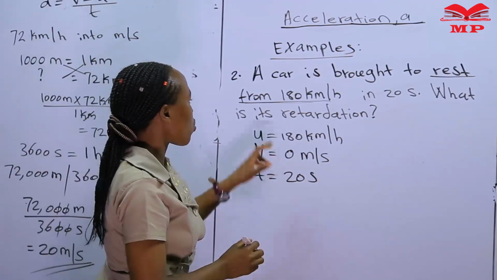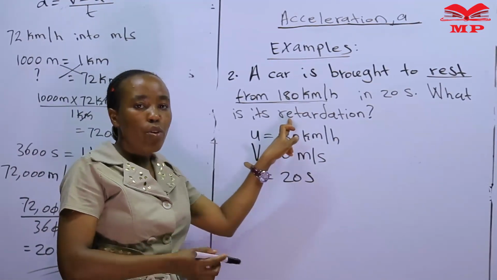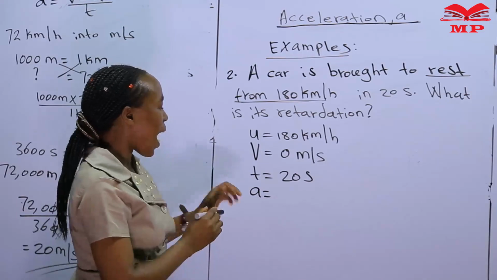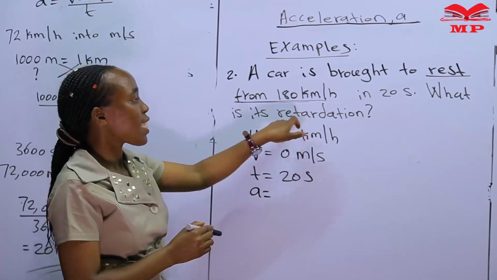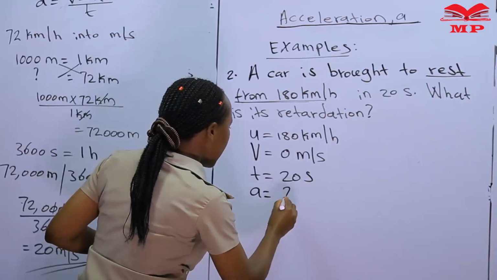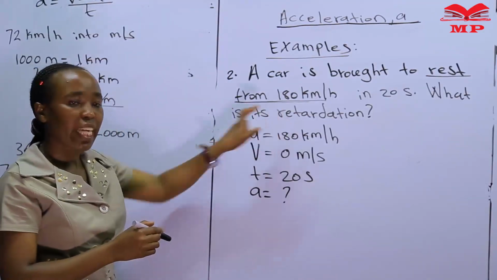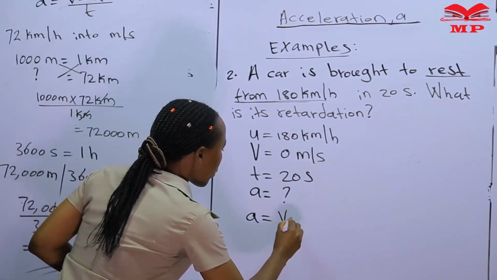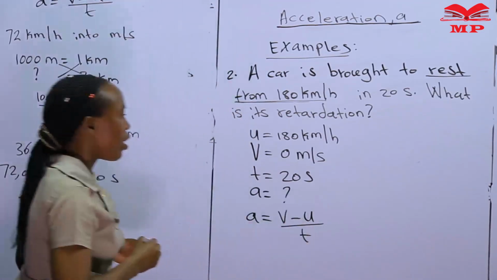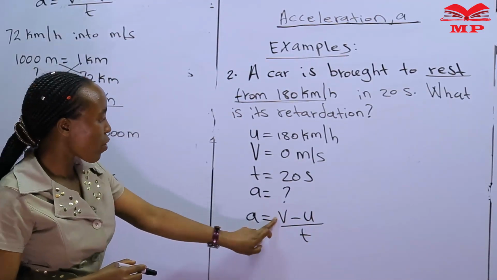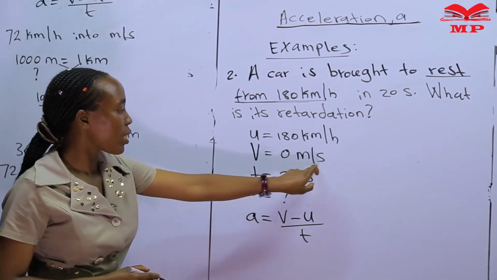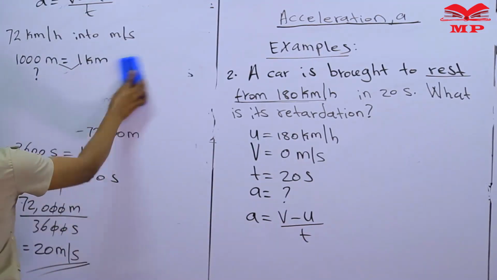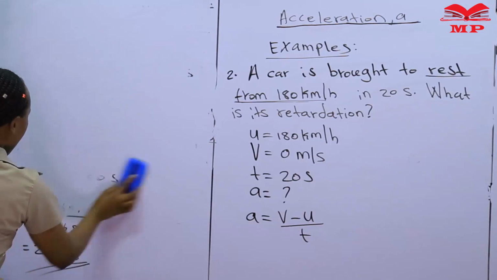So the question is asking us, what is its retardation? And we know when we want to calculate the retardation, we need to get the acceleration, because a negative acceleration gives us the retardation. So we need to calculate the acceleration so that we can get that retardation. Our acceleration from the definition is the rate of change in velocity. So we need the final velocity, which is already here, 0 meters per second. For the initial velocity, we need to convert the 180 kilometers per hour into meters per second.